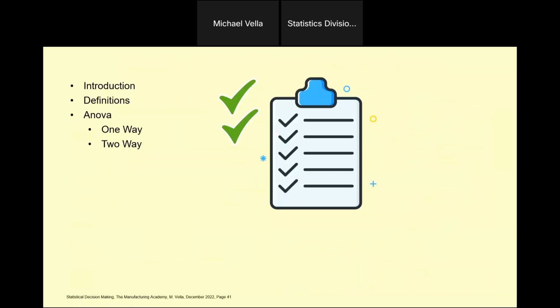One-way and two-way analysis of variance. I know I went through that pretty quickly. If you have any questions, I'm sure we can address some later on. So the next thing I'd like to talk about is full factorial and fractional factorials. And of the fractional factorials, I'll be talking about the Taguchi method.